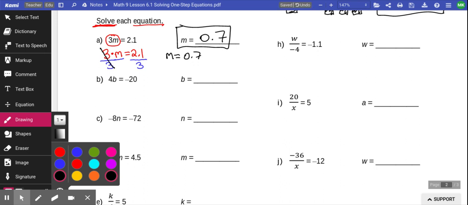Awesome. Let's look at B. So if I want to solve that, I want to get B by itself. I have to do opposite operations. That's 4 times B, so I need to divide both sides by 4. On the left side, the 4's will cancel, and I will only have a B left over. On the right-hand side, negative 20 divided by 4 is negative 5. That means B equals negative 5.